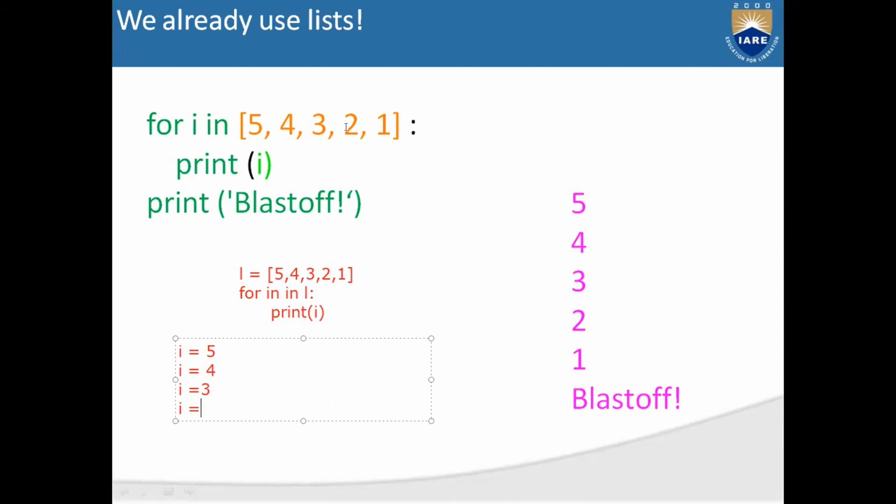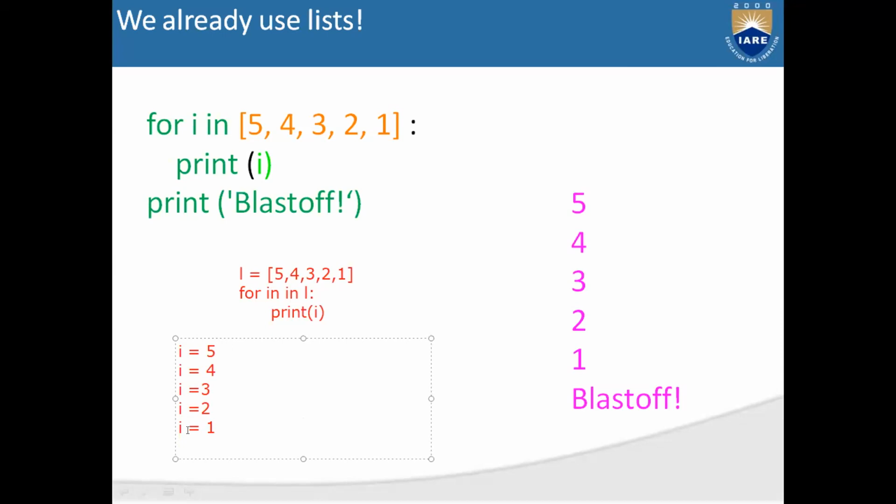2. So 2 will be assigned. Print i means 2 will be printed here. You observe. Then i will be assigned the next value of the list. What is the next value of the list? What is the next value? 1. 1 will be assigned. Then 1 will be printed.